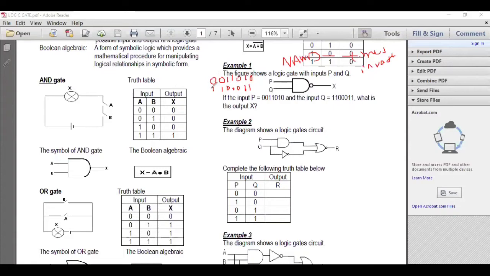So 0 times 1 is 0, inverse becomes 1. 0 times 1 is 0, inverse becomes 1. 1 times 0 is 0, inverse becomes 1. 1 times 0 is 0, inverse becomes 1. 0 times 0, inverse becomes 1. 1 times 1 is 1, inverse becomes 0. 0 times 1 is 0, inverse becomes 1.